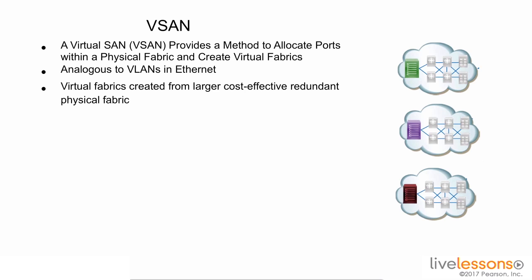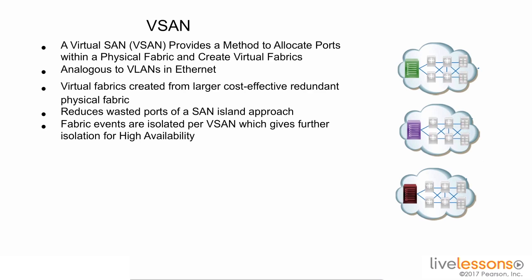The VSAN feature was created to be more cost-effective with physical fabrics. We can reduce wasted ports of a SAN island approach, and we can actually logically separate out our storage area networks by creating separate VSANs. This also allows us to isolate and reduce risk in our environment by isolating our different SANs into these different VSANs. So if an event happens in one VSAN, it won't affect another.